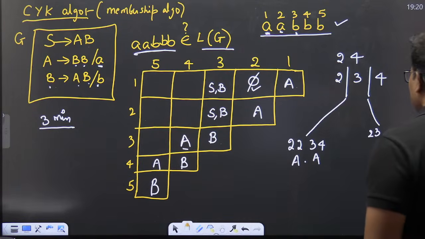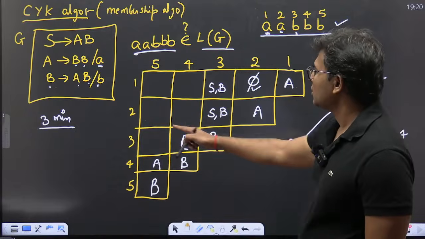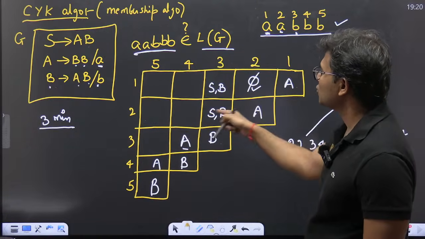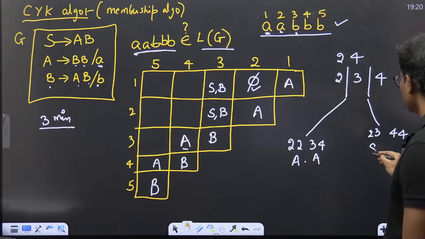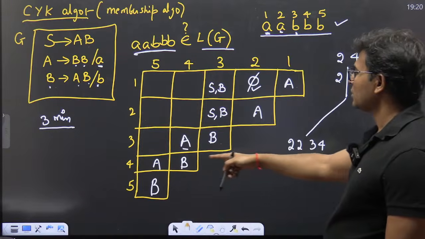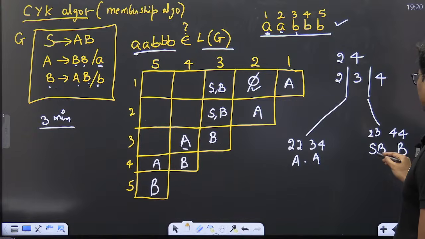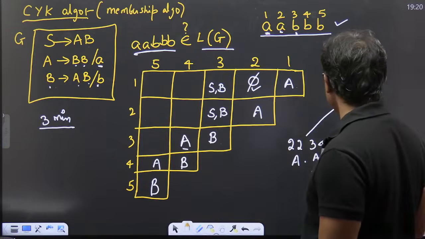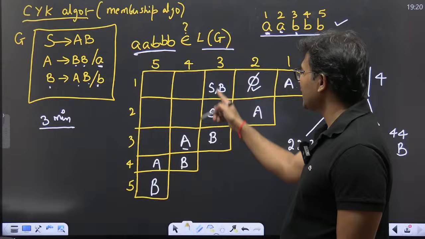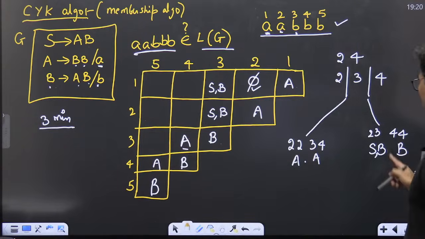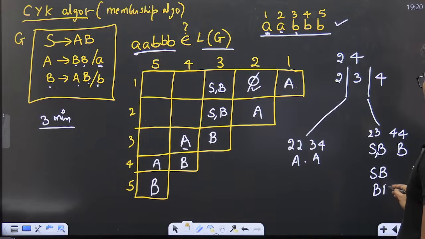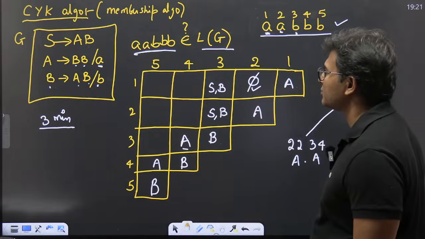Now go to the other one. 2, 3. What is 2, 3? 2, 3 is S comma B. And what is 4, 4? 4, 4 is B. So we are going to put SB and BB.